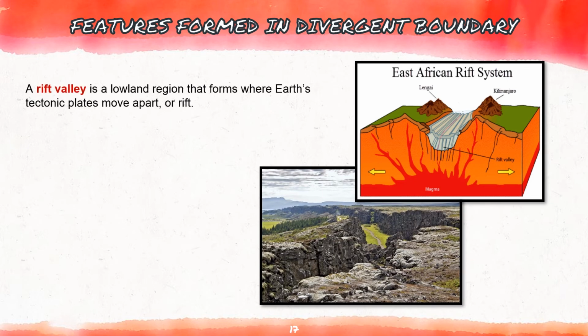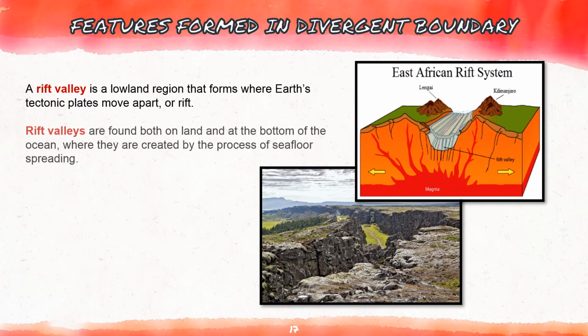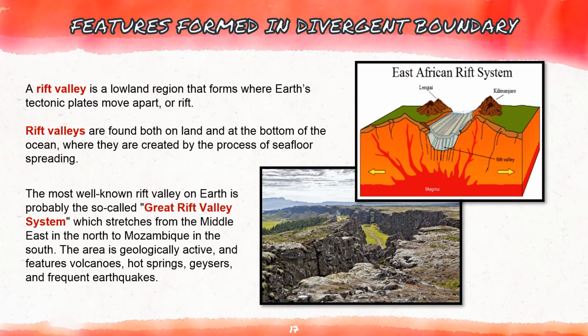This is what we call the rift valley, a lowland region that forms where Earth's tectonic plates move apart or rift. Rift valleys are found both on land and at the bottom of the ocean, where they are created by the process of seafloor spreading. The most well-known rift valley on Earth is probably the so-called Great Rift Valley System, which stretches from the Middle East in the north to Mozambique in the south. The area is geologically active and features volcanoes, hot springs, geysers, and frequent earthquakes.